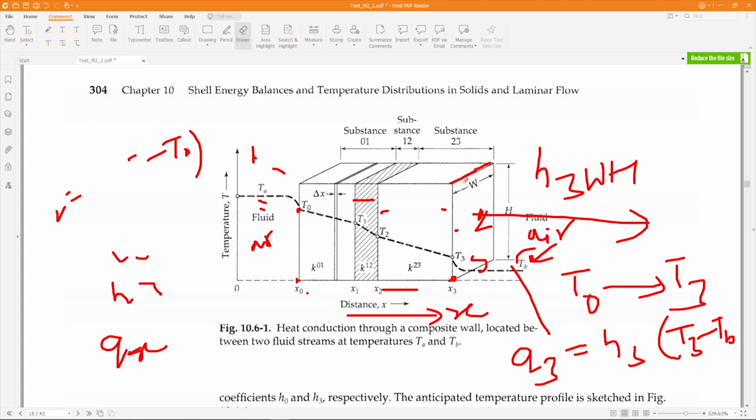This was the problem. We have three blocks of different substances, systems 1, 2, 3. They are arranged perfectly in the x direction. So now I will take a thin shell. The easiest way to take a thin shell is, since everything is in the rectangular system, I will take a thin shell like this of the same.